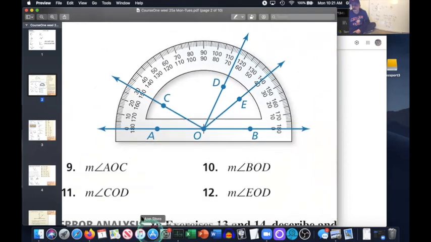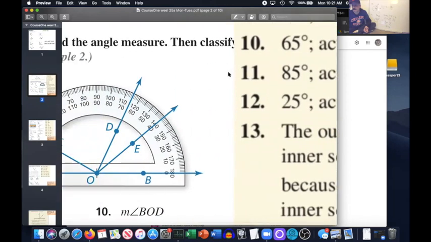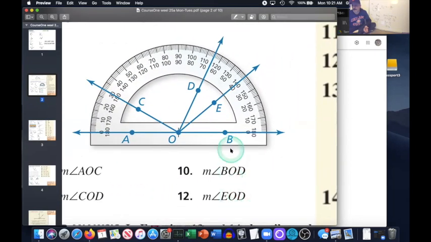Okay, then once you got to 11, COD, you didn't have a baseline. So if you're going from C to D, you can think, okay, well, starting at 30, we rotated over here to 115. So then subtract 115 minus 30. And that's how you would get 85. Okay, and the same thing with EOD. So E is not a baseline. So you can rotate from E to D. You're going from 40 to 65. So subtract.